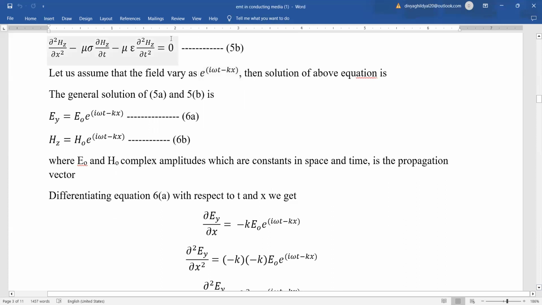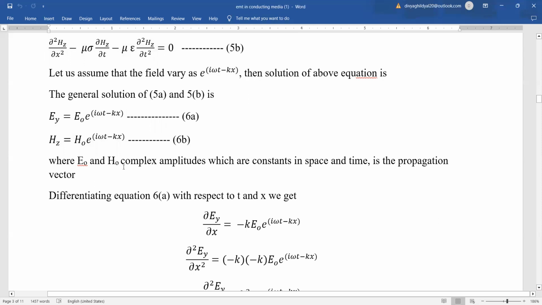Then the solutions of these two equations in general form are Ey is equal to E naught e to the power of i(omega t minus kx) and H is equal to H naught e to the power of i(omega t minus kx). They are the general solutions of these two equations. Here, E naught and H naught are the complex amplitudes, which are constant in space and time, and they are responsible for the propagation vector.